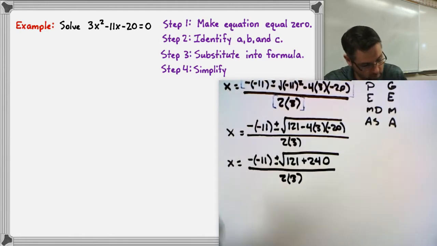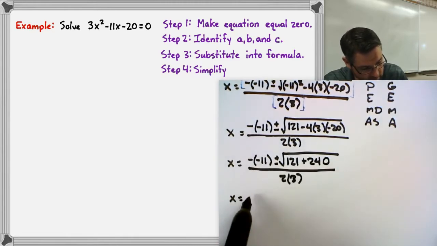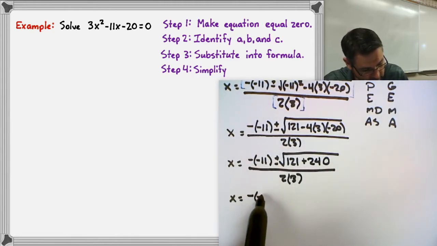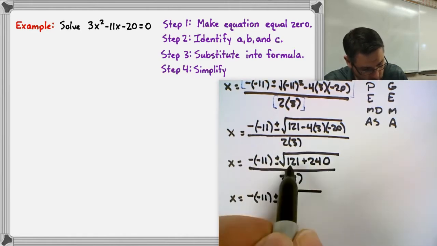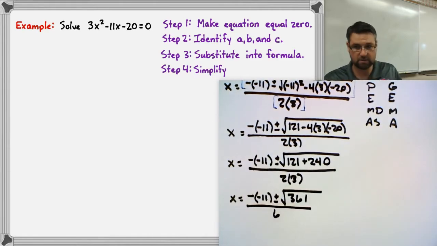And then we will add what's inside the radical here. So we get negative 11 plus or minus the square root of 121 plus 240 is 361. And then all over 6. All right. So there's that.